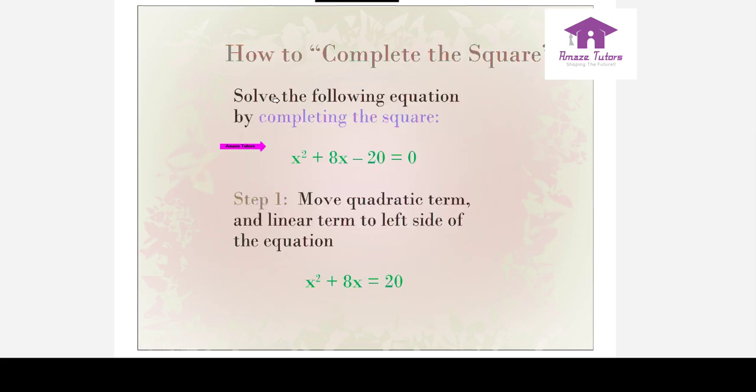I hope you all are following this. Let's look at one example. Solve the following by completing the square method. x squared plus 8x minus 20 equals 0. This is the question. We are going to solve it for x.